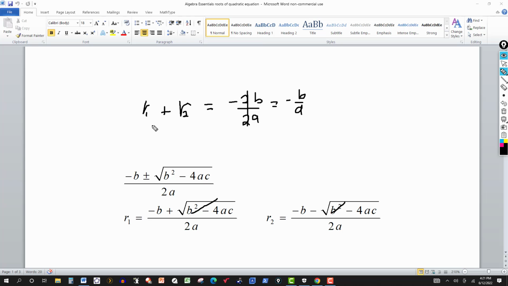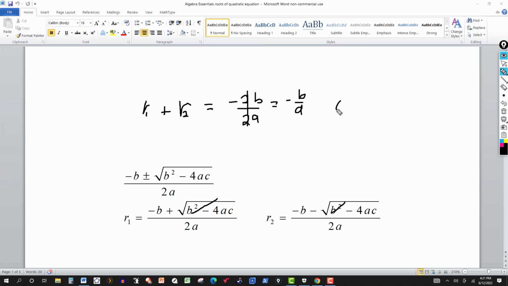So this is saying if you take any two roots of a quadratic equation, the sum of those two roots will be minus b over a. Whatever the coefficient of the x is over the coefficient of the squared term, in this case a, and it'll be the negative of that.